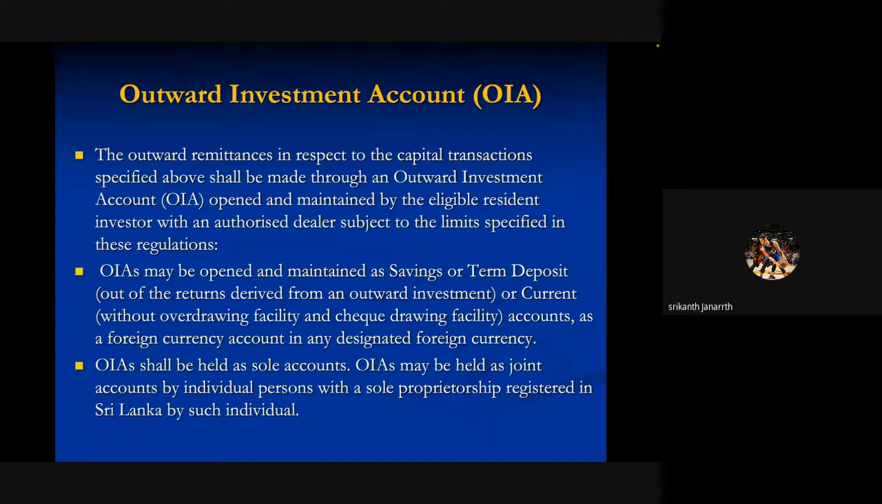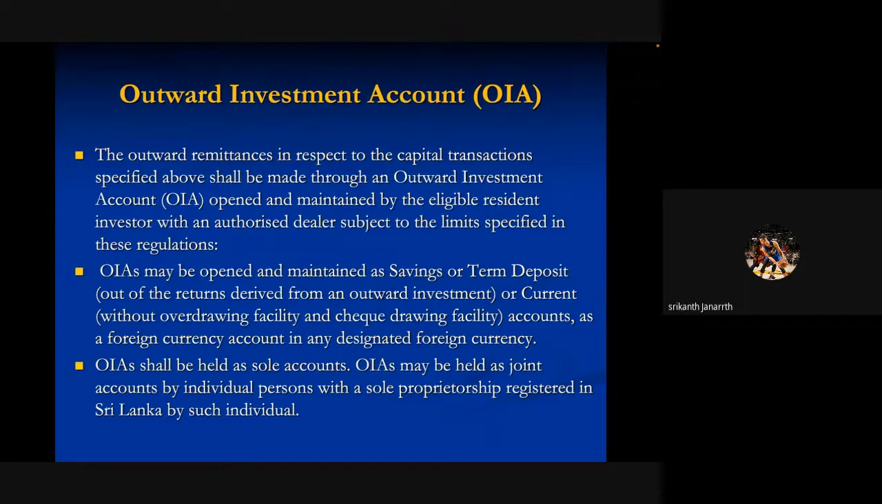That is what I said within brackets. Out of the returns derived, that means your dividend or your sale proceeds, that can be kept as savings or term deposit. Your initial money has to go. You can't keep it in the OIA account. You have to send the money on the same day when you are converting. Right? Got it? Right.